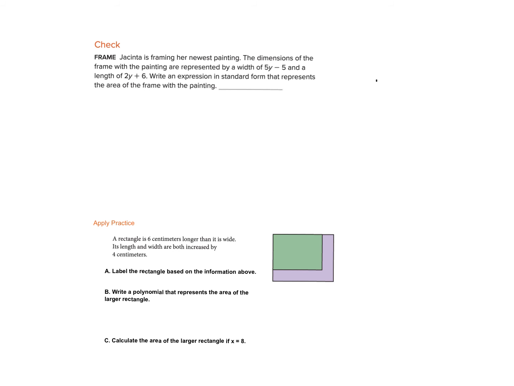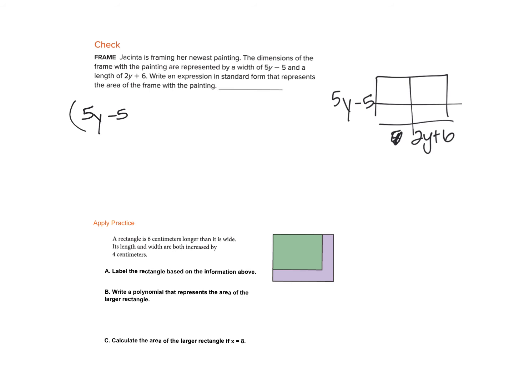All right, so for the first one, it says she's got a picture frame, and the dimensions are the width is 5y minus 5, and the length is 2y plus 6. And it says, can you write an expression that represents the area of the frame? So two ways you could do it. You could multiply it using a generic rectangle, or you could just multiply using the distributive property, which is how I'm going to do it.